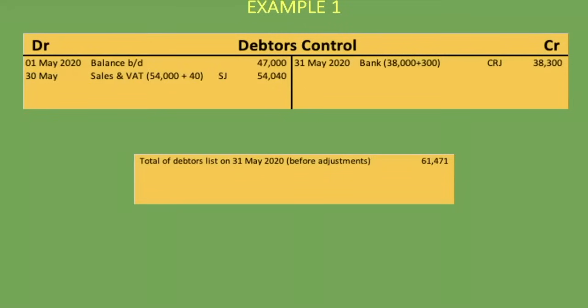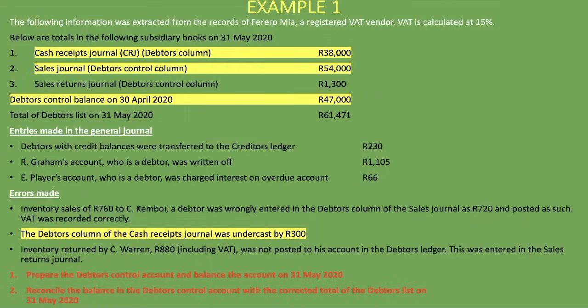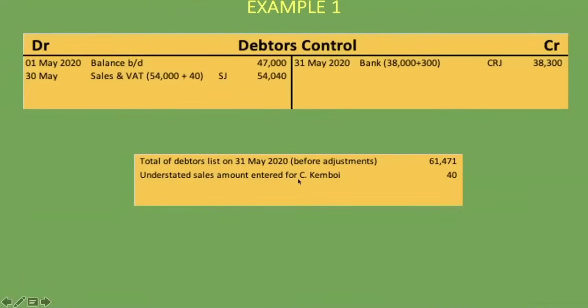So we are doing the second requirement at the same time. So we put the total of the debtors list on the 31st of May 2020 before adjustments, meaning before we take into account the entries that were made as well as the correction of errors that we need to do. And then we put in that amount of 40 rand. Remember that 40 rand? He owes us 760 instead of 720. So we recorded 720. So we need to record the difference, which is the 40 rand. So we're going to write the understated sales amount entered for C. Kemboy, which is our debtor, and we put there 40 rand as a positive because he owes us 40 rand more because we understated it by 40 rand.